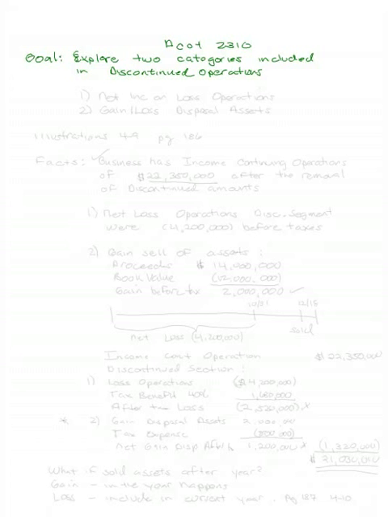My goal is to explore the two categories included in the discontinued operations in this pincast. Remember, we need to show the net income or loss from operations. We did that, we pulled that number out in our last example, and then we need to show the gain or the loss on the disposal of the assets of the discontinued segment. We have not yet worked that one into our example.